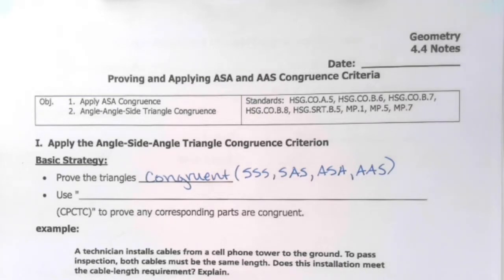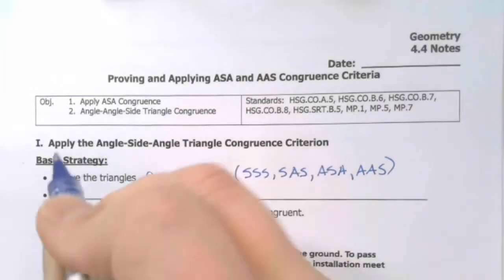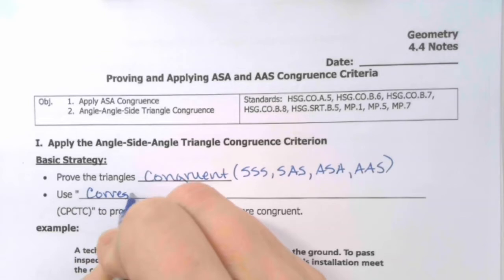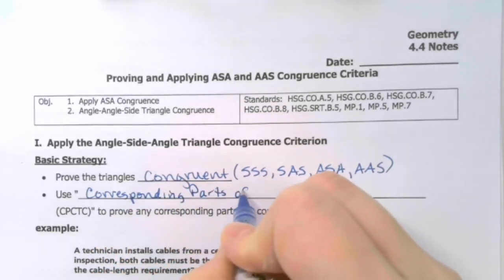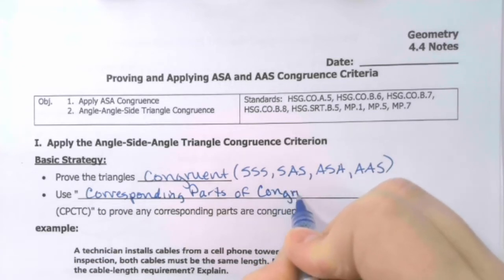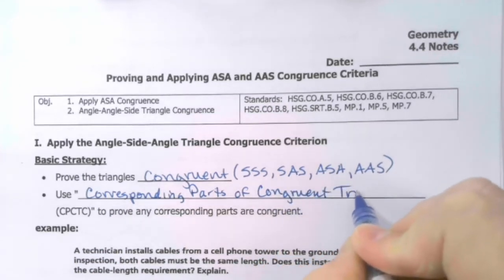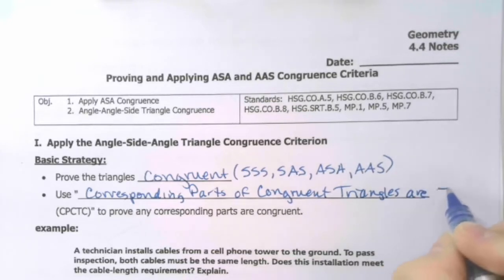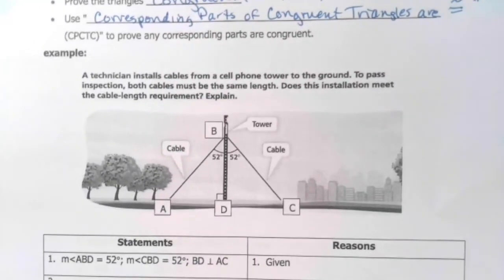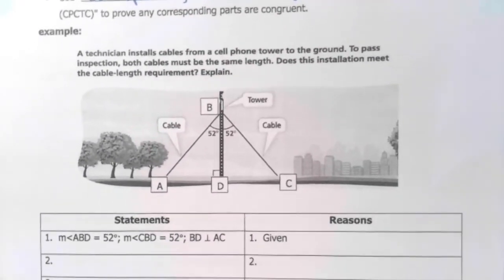After you've proved the triangles are congruent, then you're going to use corresponding parts of congruent triangles are congruent. In other words, CPCTC. You'll use that to prove any corresponding parts that you need are congruent. All right, we're going to do an example, and it's in a 2-column proof.